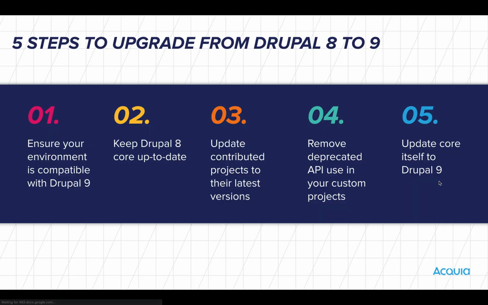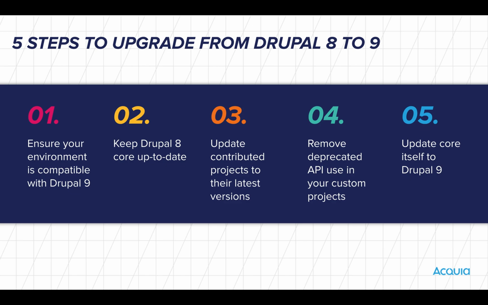So to recap, there are 5 steps that you need to follow to upgrade from Drupal 8 to Drupal 9. Number 1, make sure that you are in a Drupal 9 compatible environment with the right versions of PHP. Make sure you have the memory and the code base set up the way you need it. Number 2, make sure you have Drupal 8 core up to date to the latest version. Number 3, make sure to update all of your contributed projects to their latest versions. You should get a lot of your D9 upgrades taken care of that way.